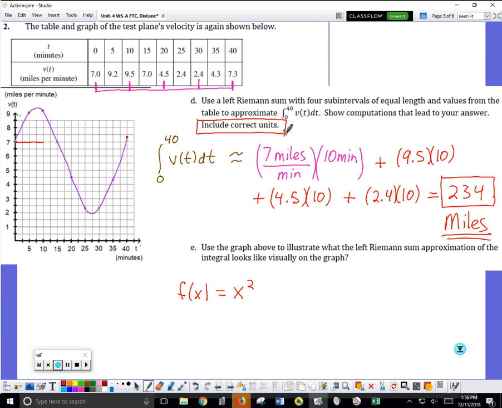You good? Okay, hands up if you know what this means. You can't lose the meaning. What is the 234 miles representing? You cannot lose the story. Got to keep track of the story.